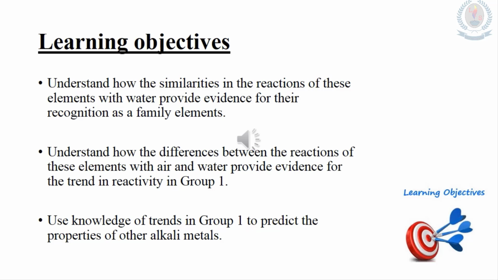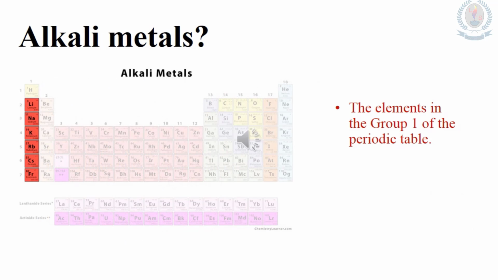Learning objectives are: understand how the similarities in the reaction of these elements with water provide evidence for their recognition as a family of elements. Understand how the differences between the reactions of these elements with air and water provide evidence for the trends in reactivity in Group 1. Use knowledge of trends in Group 1 to predict the properties of other alkali metals. Let's move on to the lesson.